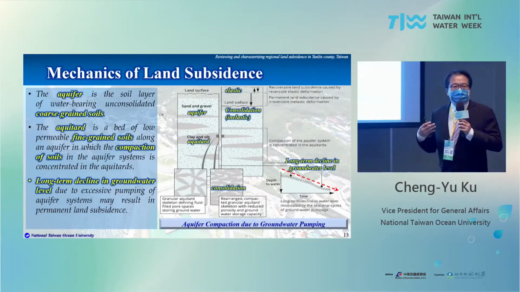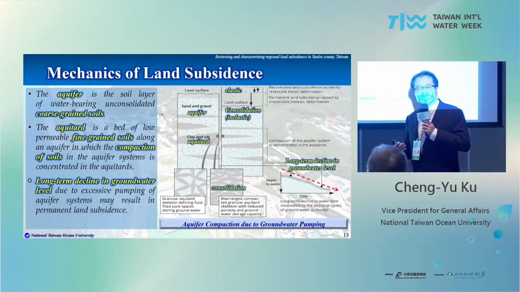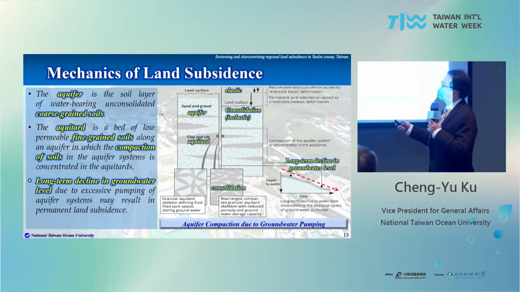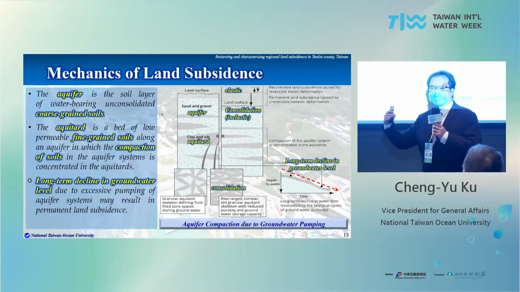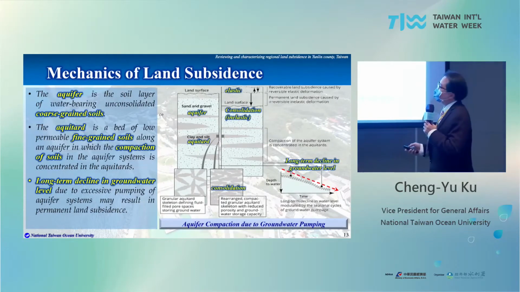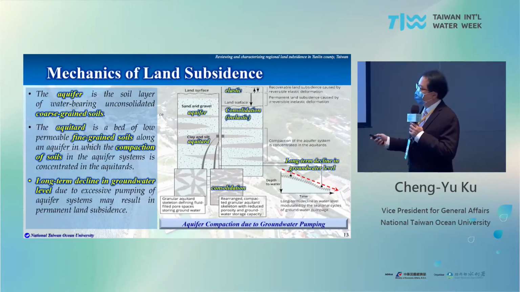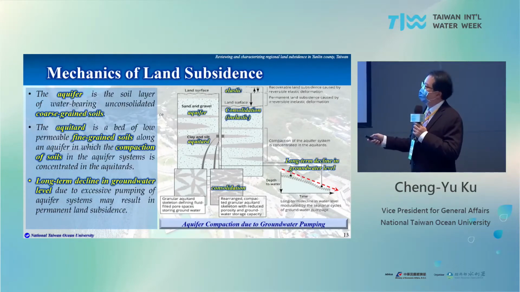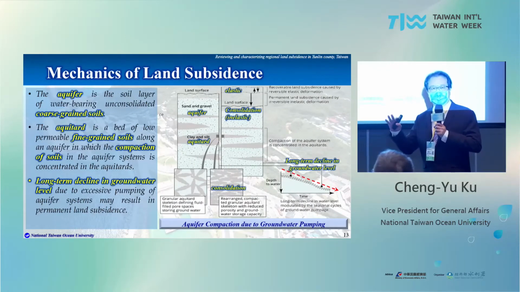In most of the alluvial fans in Taiwan, from the drilling data we found that the aquifer system is a multi-layer aquifer system: one aquifer, one aquitard, one aquifer, one aquitard, more like a sandwich system. From the geotechnical point of view, soil mechanics, the compression of soil is the major issue here. In the long term, without groundwater use, it is fine, no land subsidence problem.